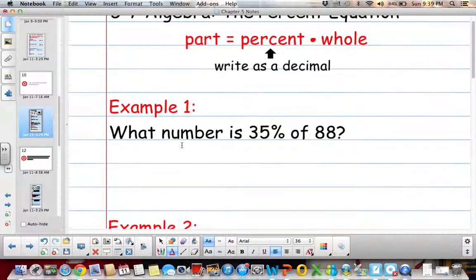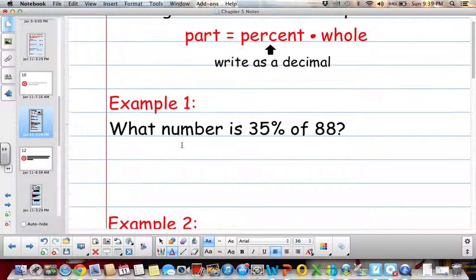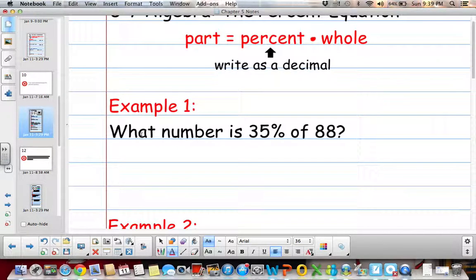So let's look at example 1, and we'll work with our percent equation. What number is 35% of 88? If you remember back, our "is" is always or usually the part, and then we have the percent, and then we have our whole, and the whole is the number that we're taking the percent of. So we're taking 35% of 88.